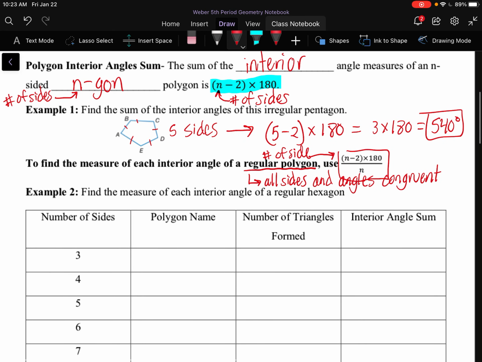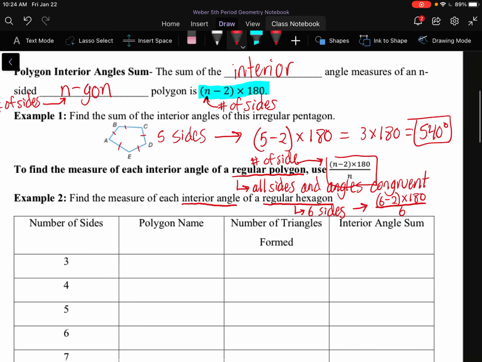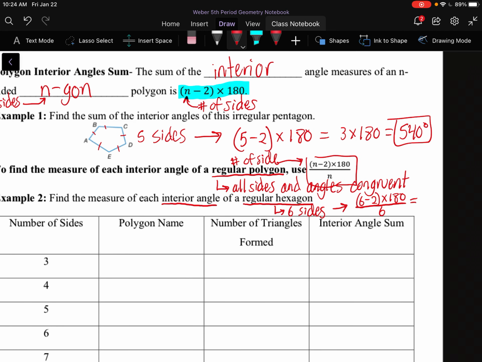So in example 2, find the measure of each interior angle of a regular hexagon. So here we know we are dealing with interior angles and we are dealing with a regular hexagon. How many sides does a hexagon have? Well, we know that a hexagon has 6 sides. So we just have to apply this in the above formula. So that is 6 minus 2 times 180 divided by 6. Remember, n is our number of sides. Here we have 6 sides. If we simplify this, we will get 120 degrees.